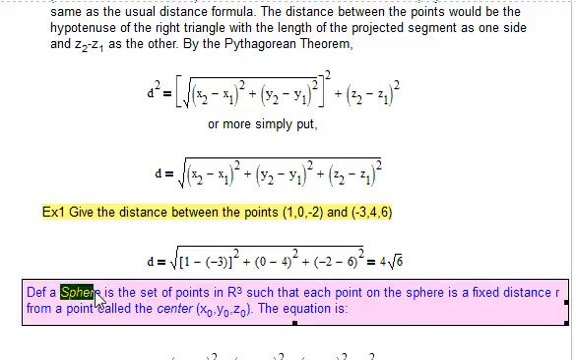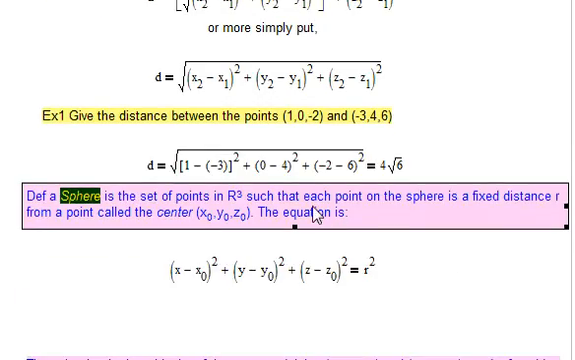It's a sphere. And it's a set of points in R cubed, such that each point on the sphere is a fixed distance, r, meaning the radius, from a point called the center. And we'll call that x sub 0, y sub 0, z sub 0. And if you think back to the definition of a circle, just pop off the z sub 0 and we have it, right? That would be, I guess, r squared. So this is the three-dimensional version of a circle.